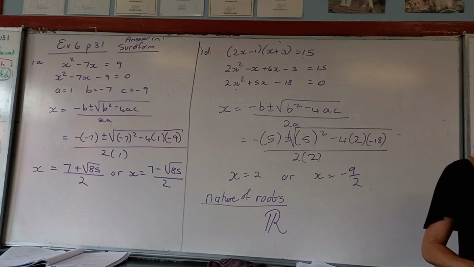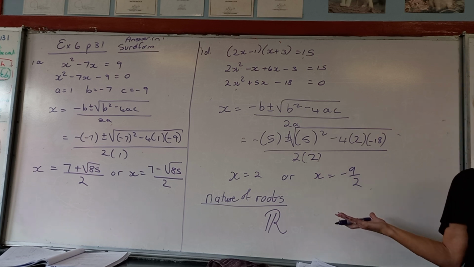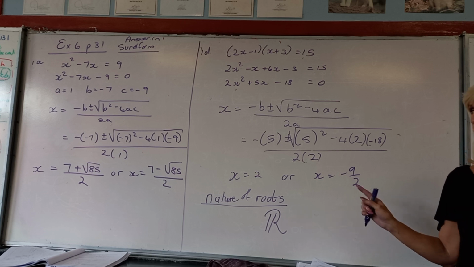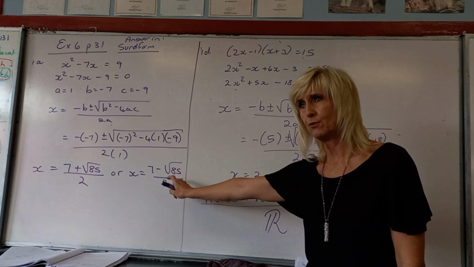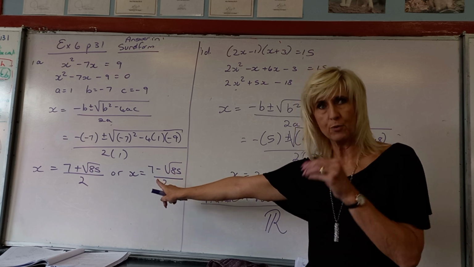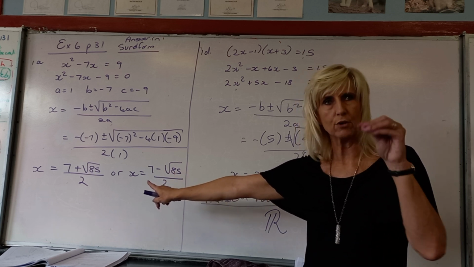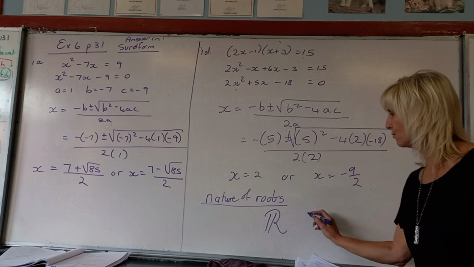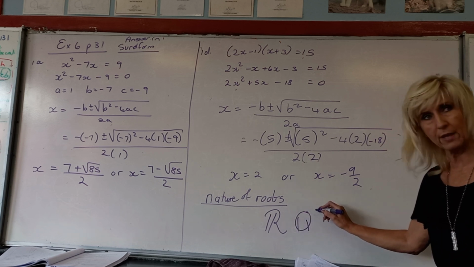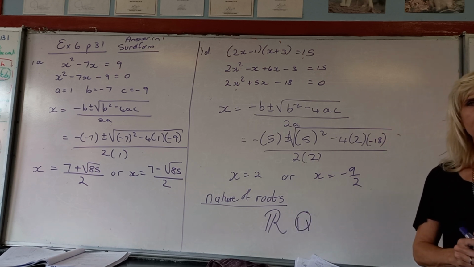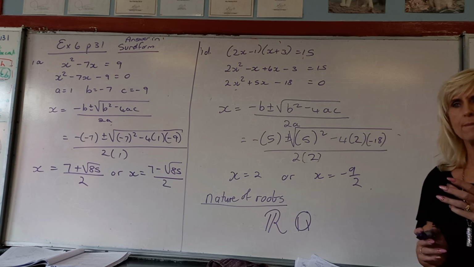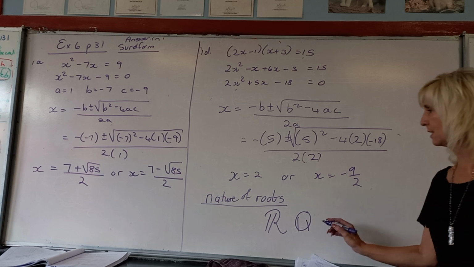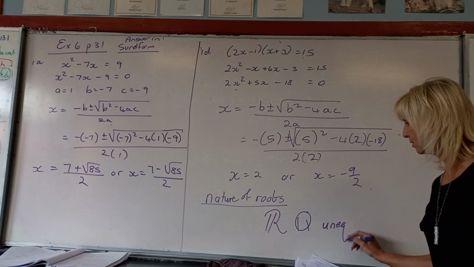Secondly, do they have irrational or rational nature? Rational. What gives it an irrational nature? If the answer has a root in it. Because if you put that into the calculator, it'll not end and be non-recurring. This is rational with no little dot there. And then the last thing, is it equal or unequal? What does that mean? Unequal. Because there are two answers. So that means unequal roots.